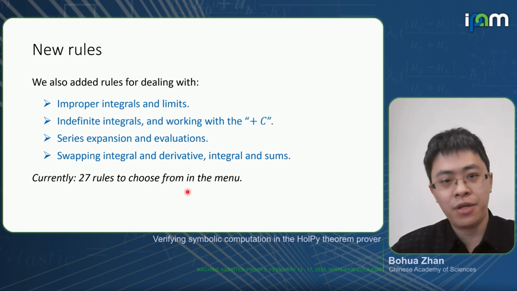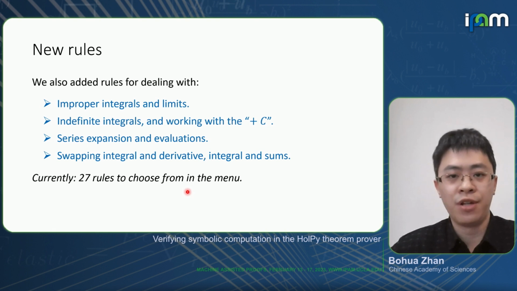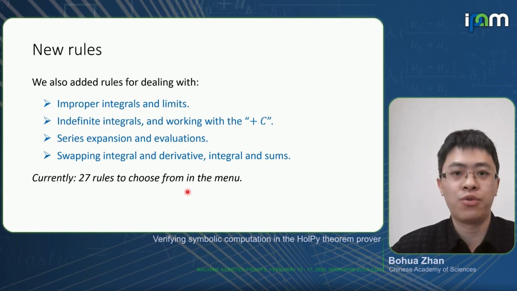And so currently we have 27 rules to choose from in the menu. And so as we can see, even with the expansion of the functionality that we have here, we still try to keep the number of rules relatively small so that it is manageable for the user.